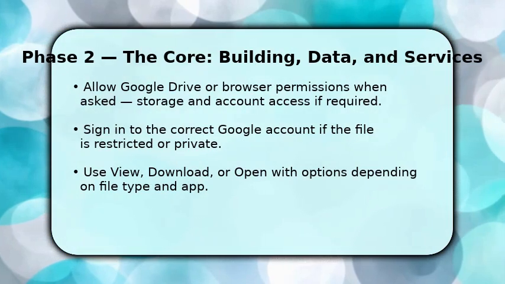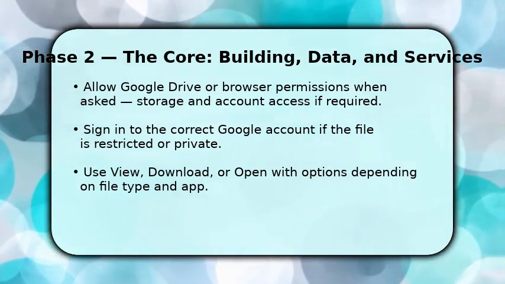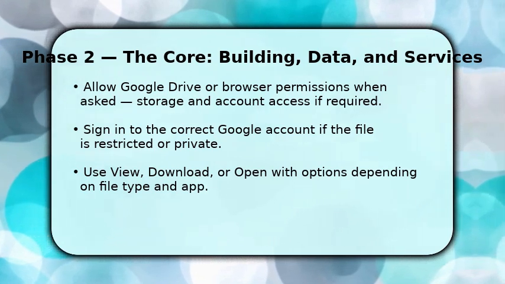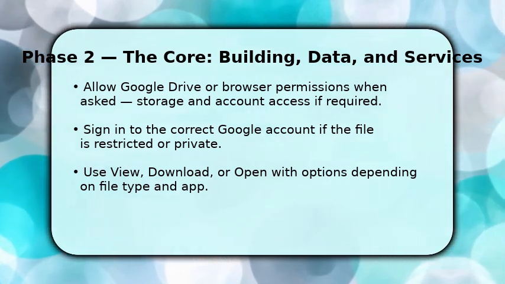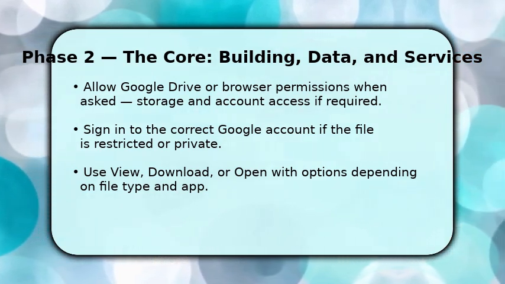Once the link opens, you may hit a permission or sign-in screen. Grant storage or account access if asked, because without it you may only see an error. If the file is restricted, sign into the Google account that has access. Make sure you're using the right email.